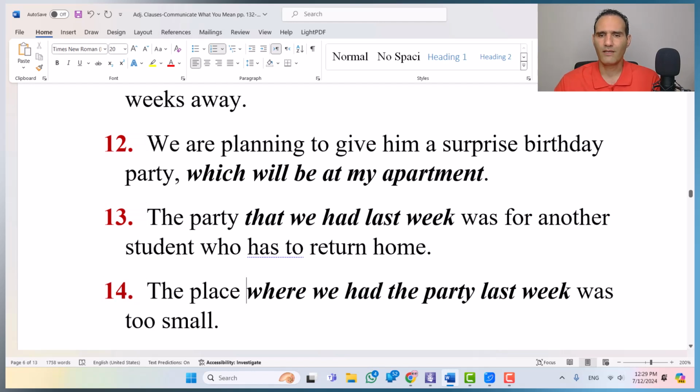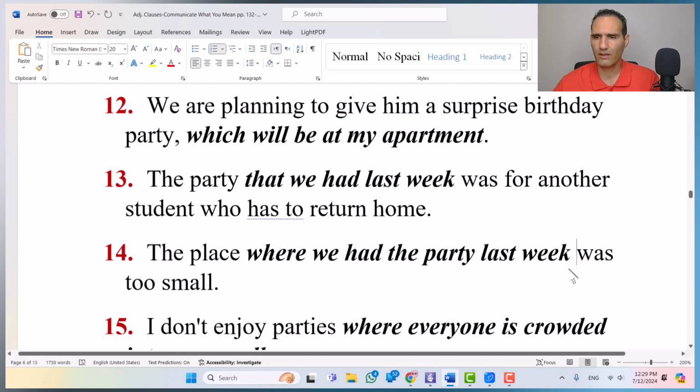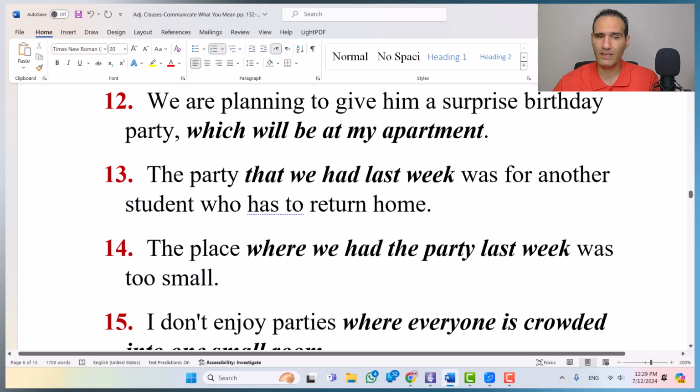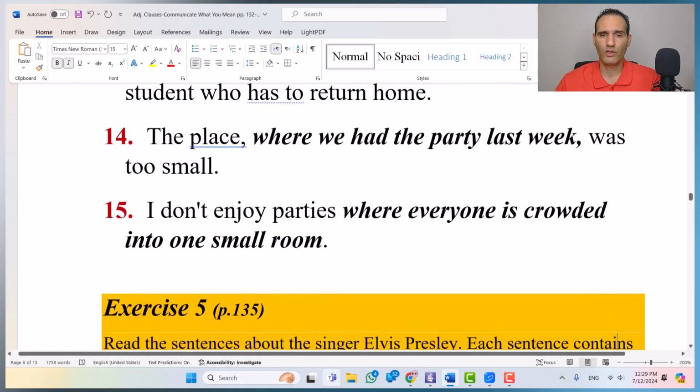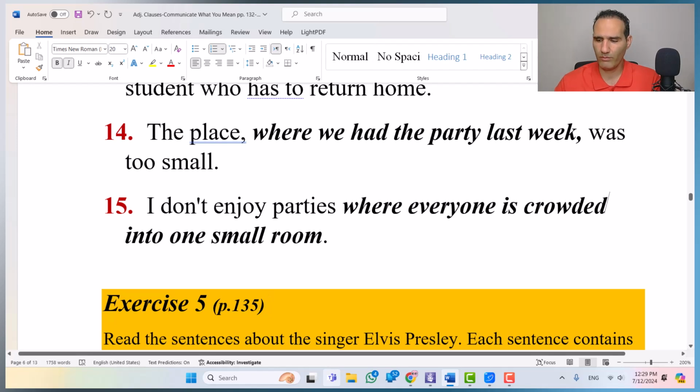The place where we had the party last week was too small. So the place, and if we link this sentence to this one, it is an unnecessary adjective clause. When we are linking this sentence to the previous one, it is unnecessary. The place was too small, linking it to the previous. I mean, if we consider all of them sentences back to back.